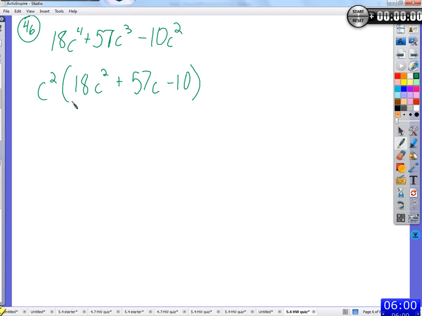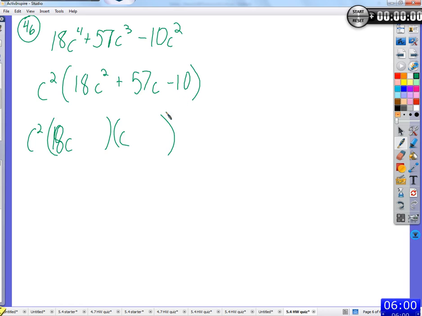Let me remind you why this quadratic is such a pain to factor, and then remind you how we can make it less of a pain. I'll try to split it up into two factors, two parentheses. When we multiply them together, we need to get 18c squared. How can we get 18c squared? We could do 18c and 1c, we could do 9c and 2c, we could do 6c and 3c. Which one is it? I don't know. At the same time, we have to get two numbers that multiply to negative 10.